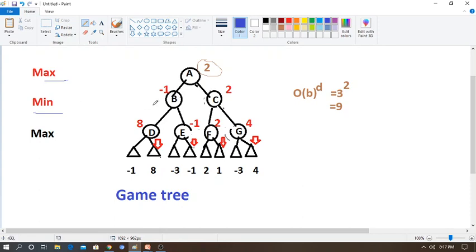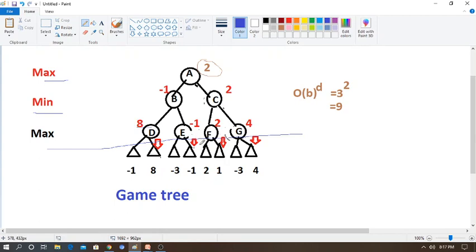So just assume that we are going to select B. B means it selects the minimum value, where B goes and visits the D node as well as the E node. Here first D. In the D node, what are the terminal values? -1, 8. At this level we have to check the maximum value. 8 is the maximum. I have written it here.